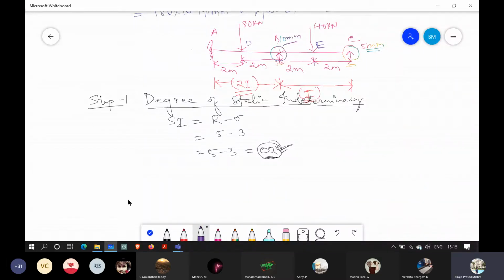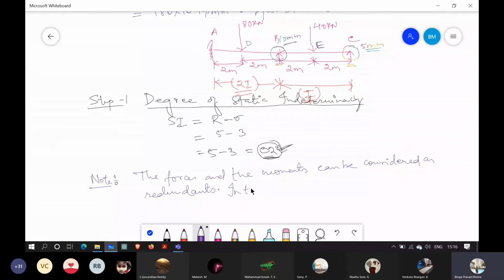So let me write the note here. Now what is the note? So the note is the forces and the moments can be considered as redundants. Full stop.